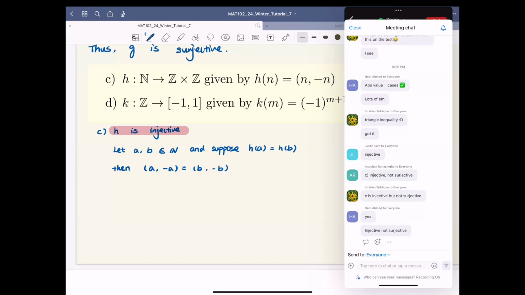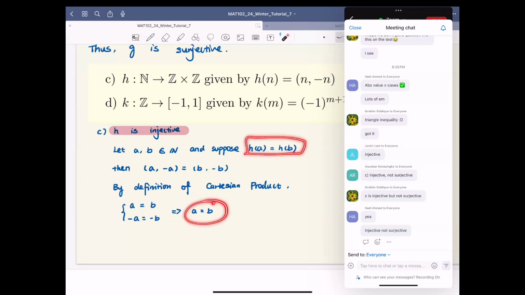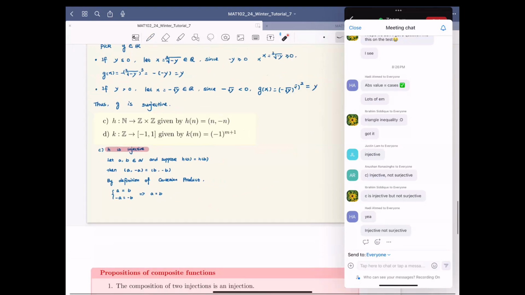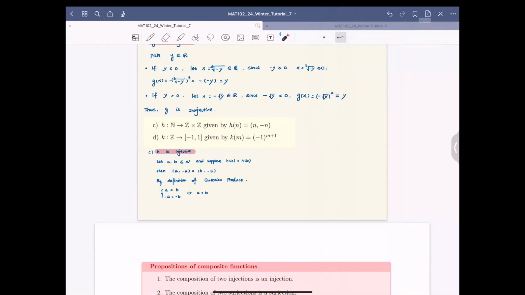And by definition of Cartesian product, I would have the first coordinate equals the first coordinate, and the second coordinate equals the second coordinate, and they can both tell you that a equals b. And that's all we need to prove, because I just need to show h(a) equals h(b) implies a equals b. So this shows that it is indeed injective.